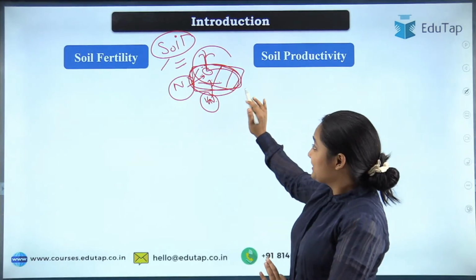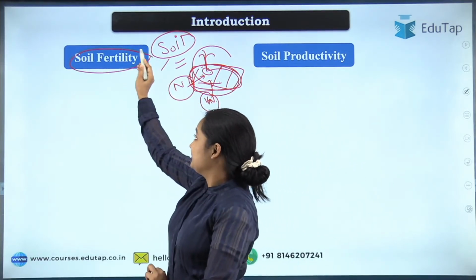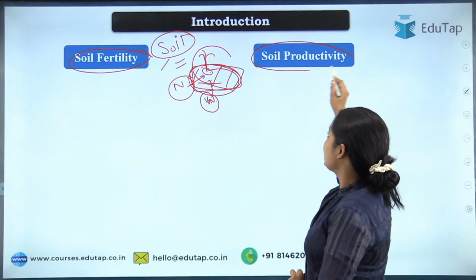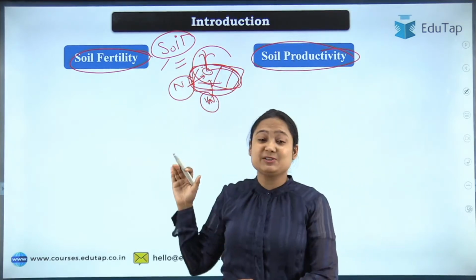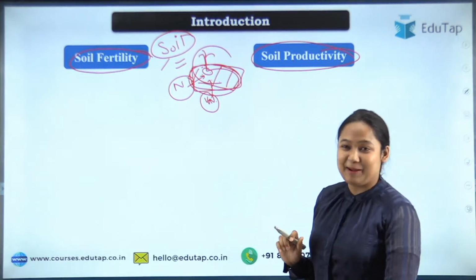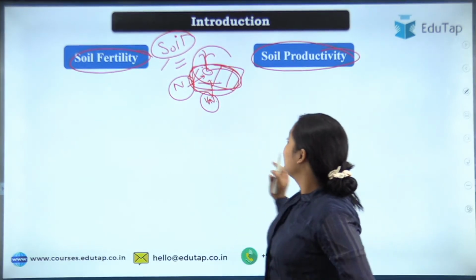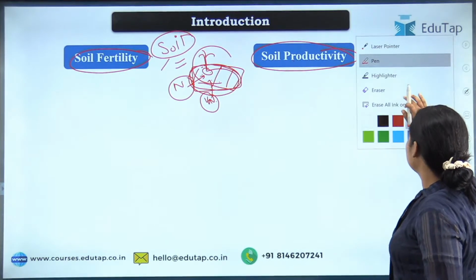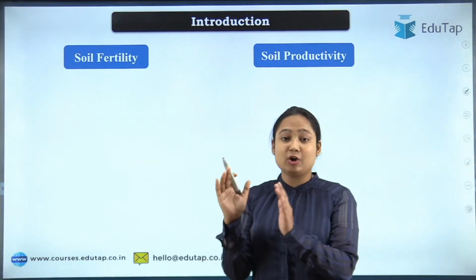So in this case we will study that soil fertility is a factor, and the other thing is soil productivity. Now what is the difference between these two? Don't they sound the same? So they should be the same, no? But that doesn't happen. See what happened, as I have told you, what does your soil do? Your soil provides nutrients to your plant.